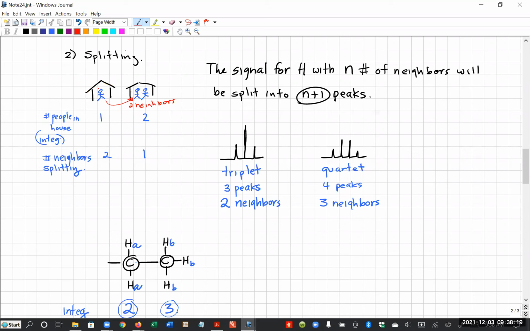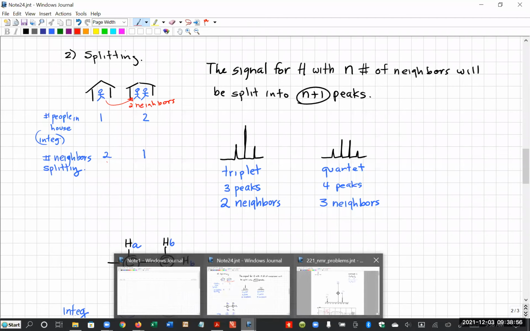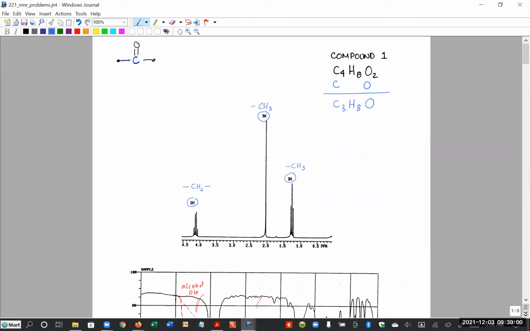So this house with only one person has two neighbors. So we have the number of people in the house itself and then the number of neighbors. The number of people in the house I mentioned was basically what the integration tells us, right? It tells us how many hydrogens there are on a given carbon. But the splitting tells us the number of neighbors. And what that begins to give us clues about is which houses are next to each other, which carbons are connected together, right? Right now, if we look at our example NMR, we know that we have methyl groups and CH2 groups, but we don't know which of these are connected together, right? So the splitting is going to tell us that once we learn how to interpret it.